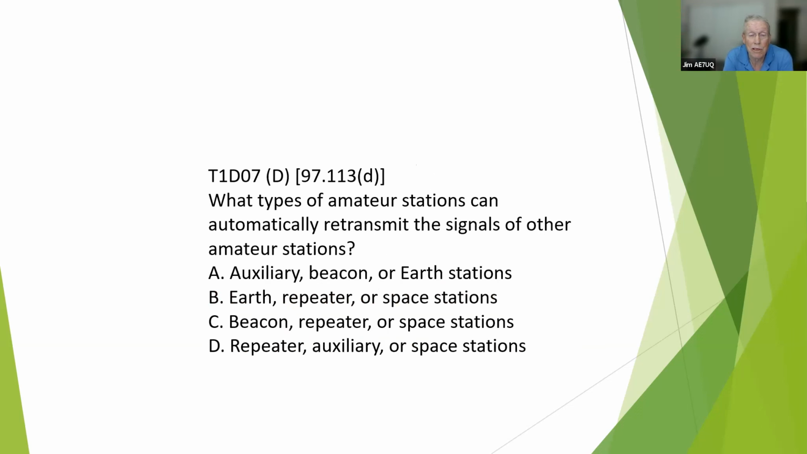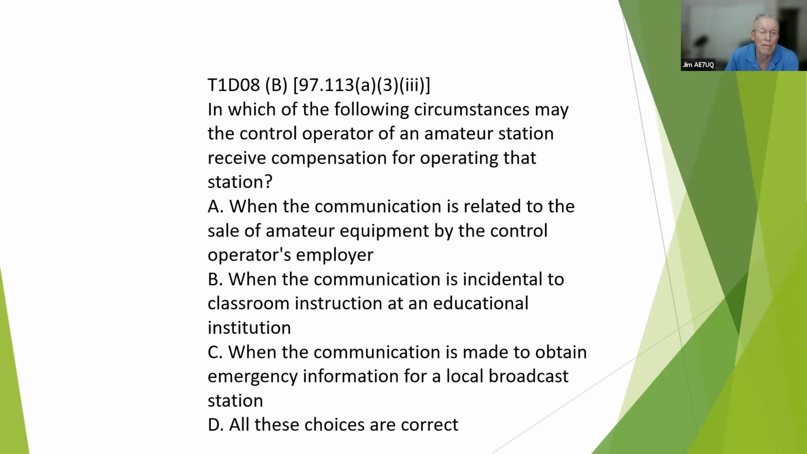What types of amateur stations can automatically retransmit the signals of other amateur stations? There's a couple subtleties here, but the one that, if you get into radio, you'll most be familiar with is a repeater station. But there's also auxiliary and space stations. One of the earlier questions was on beacons, and a beacon is just broadcasting a signal. And so that's one you can sort of figure out if you've looked at the other question. No, that's not the right answer. But repeater, auxiliary, and space stations.